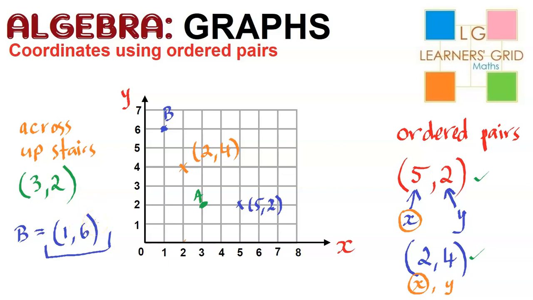So that's how you work when you're looking at grids which only have one quadrant and all the numbers are positive. So hopefully you understand now how to use ordered pairs to give coordinates on these kinds of grids. If you're still not quite sure, why don't you rewind and watch the video again.